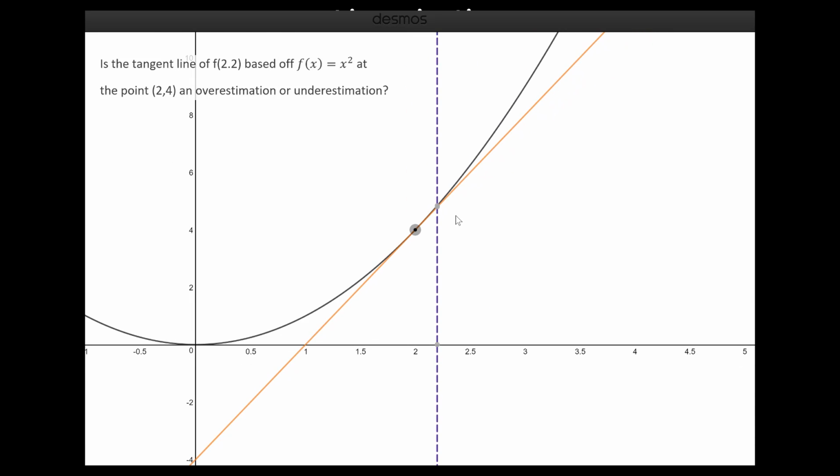And so any tangent line, well, it won't be increasing, its slope is constant. And so that should make sense. The slope is constant, but the graph is concave up, so its slope is increasing. And so yes, it will be an underestimation because it is concave up.